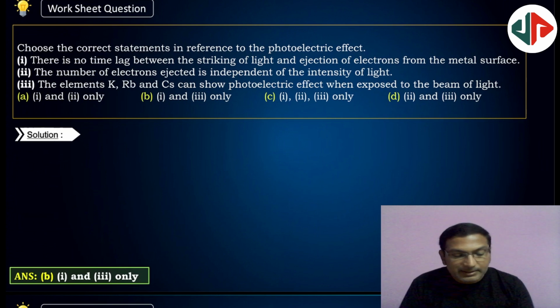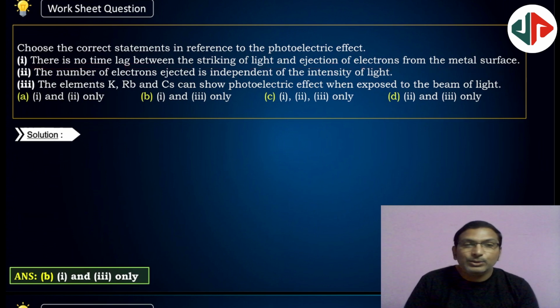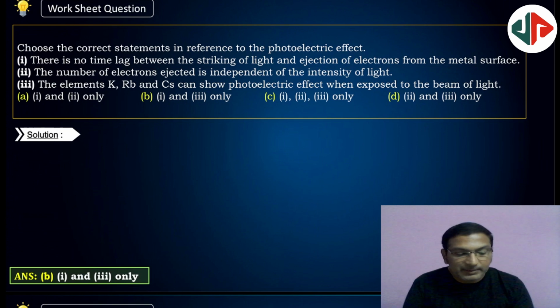So here see first statement. There is no time lag between striking of light and ejection of electrons from the metal surface. So this is a true statement. Why? Because there will be no time lag between striking of light and emission of electrons. As soon as a light of suitable frequency touches the metal surface, electrons are ejected immediately. Therefore, statement 1 is correct. I will mark this one. Statement 1 is correct. Next, statement 2.